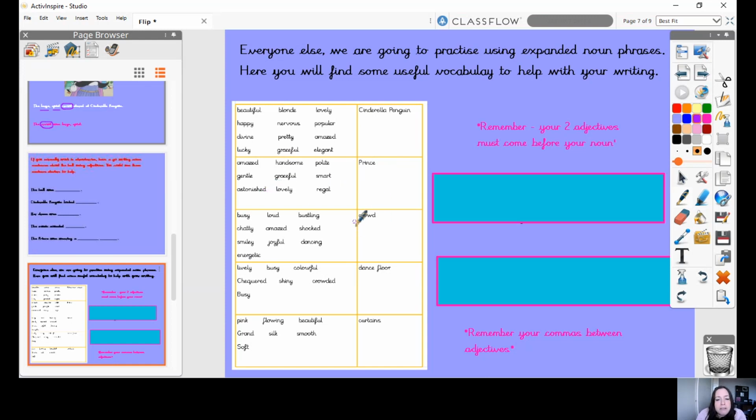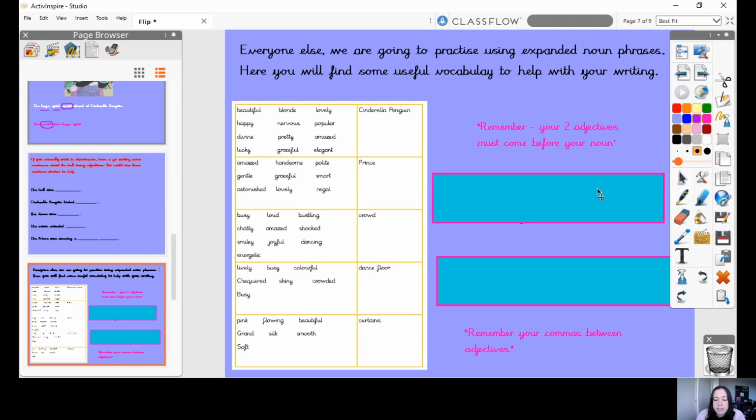Then you might want to describe the crowd, and here are some words to describe the crowd. And then the dance floor. So it could be something like a shiny, colourful dance floor. And then some pink flowing curtains. You can describe the curtains, but you could describe things on the wall as well. So don't feel like you've just got to stick to this. You can describe anything to do with the ball that you like.